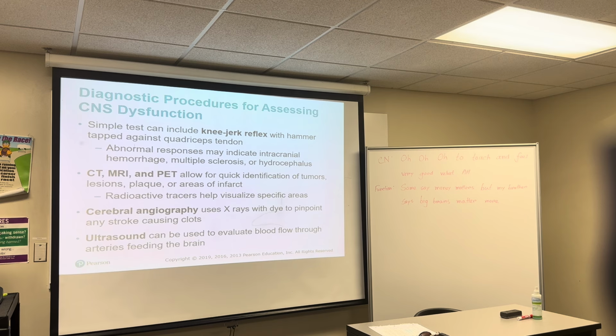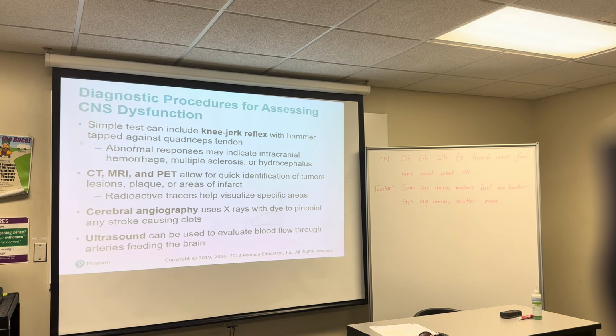That is a very fast reflex because there is no interneuron between. Okay, that is called the knee jerk reflex. A simple test can include the knee jerk reflex with a hammer tapped against the quadriceps tendon. An abnormal response may indicate intracranial hemorrhage, multiple sclerosis, or hydrocephalus. So if you cannot provide the proper reflex, what does that mean? It means that you might have all these diseases.